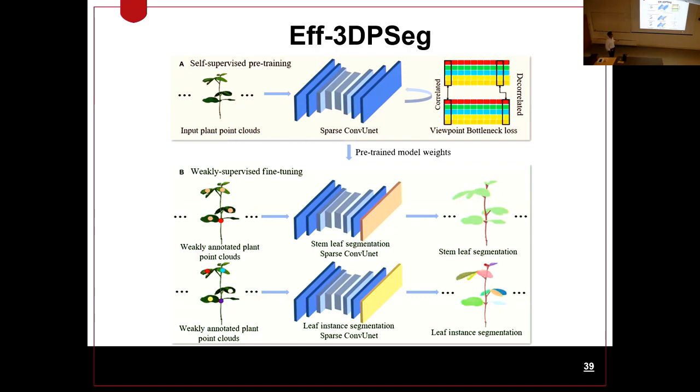The first is called self-supervised pre-training. We need to pre-train a network. This network can extract the basic structural information about the plant. And the second, once we have this model, we use the limited labeled data to fine-tune this network. And then we can achieve these two goals. One is called semantic segmentation. The second is called instance segmentation.